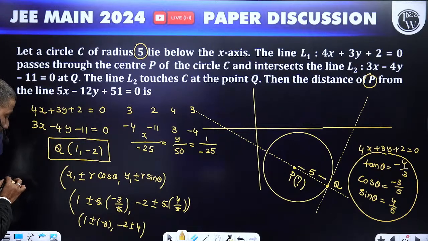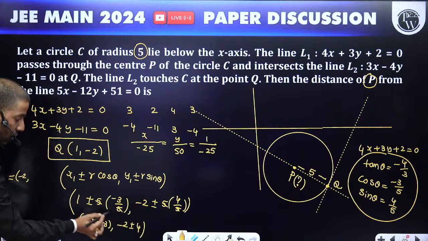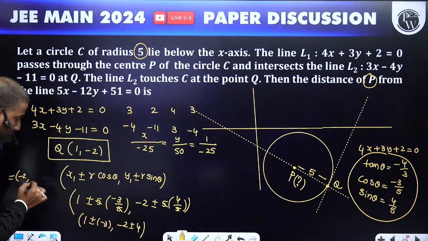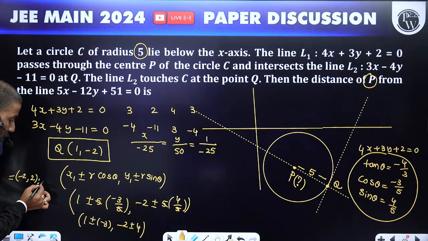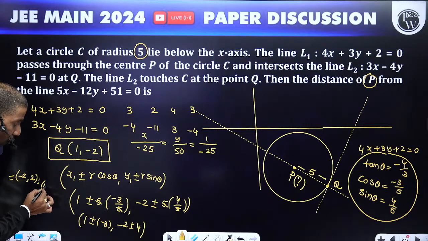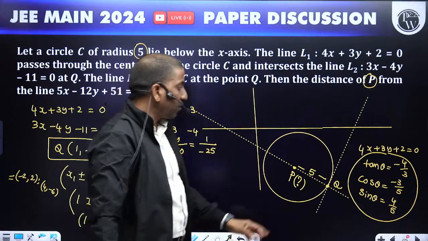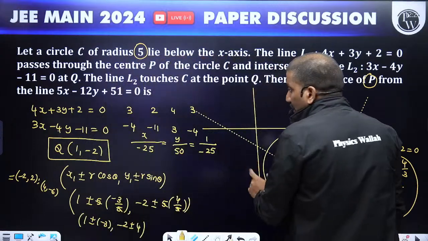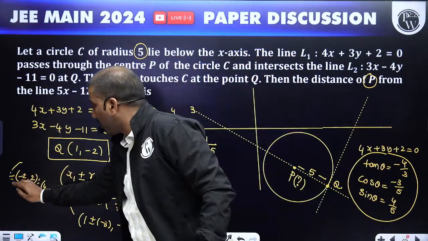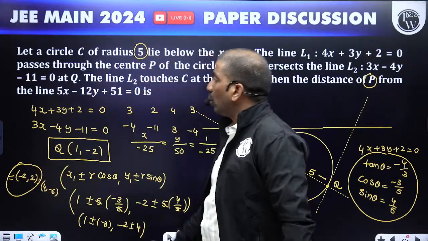So this is 1 plus minus 3, so minus 2, and when you take the plus, this is 1 point. What is the other point? 1 plus 3, 4 and minus 6. This is what it is. But we will get the point on the left side. So this is our required point, minus 2.